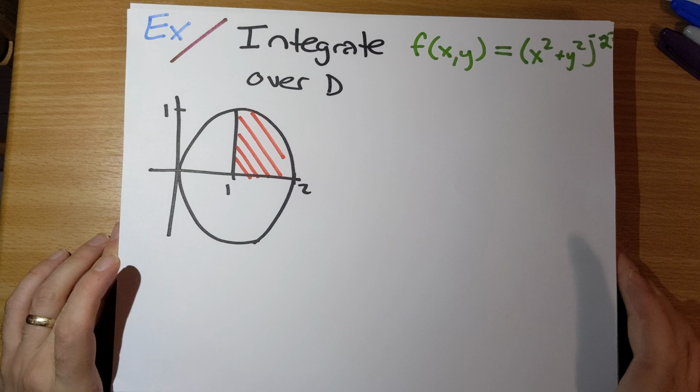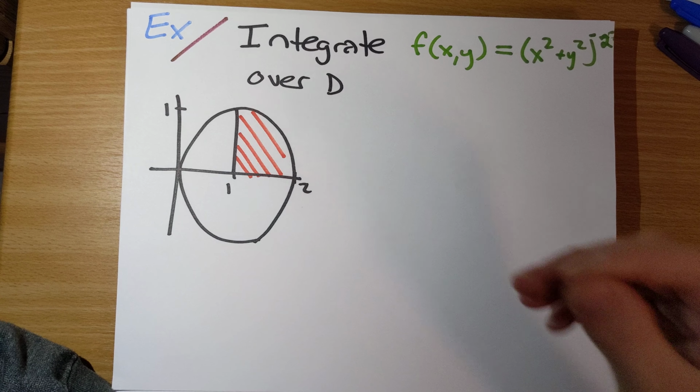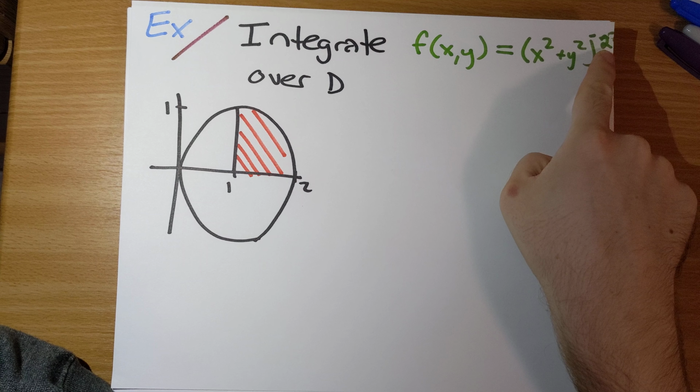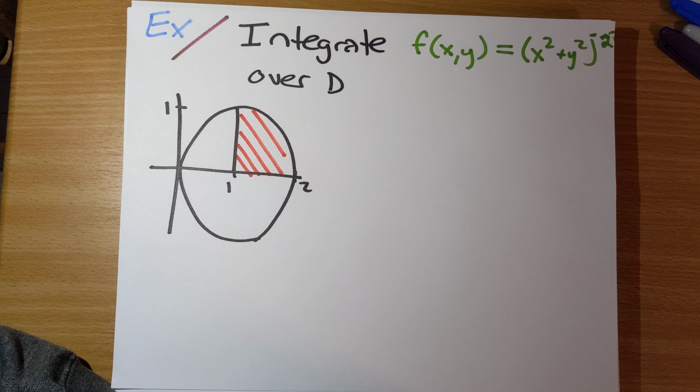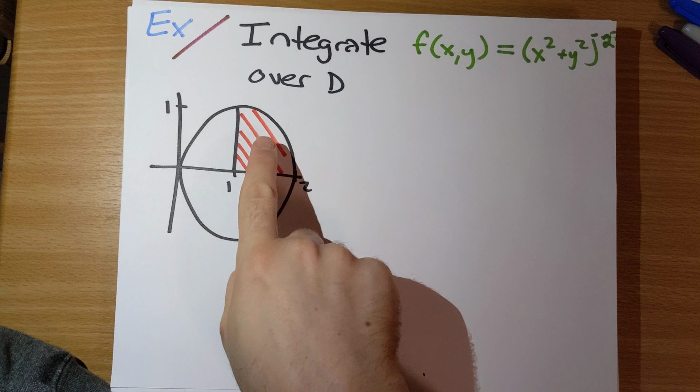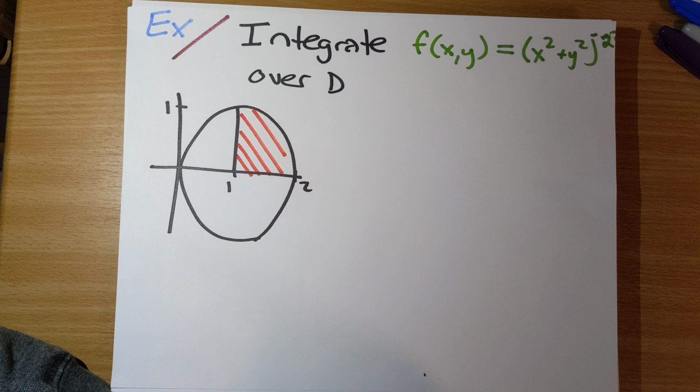Here's another polar coordinates integration example. Integrate f of x, y equals (x squared plus y squared) to the negative 2 power. So the exponent there is negative 2. I know it might be a little bit hard to read. Over the region D, where D is this region right here.